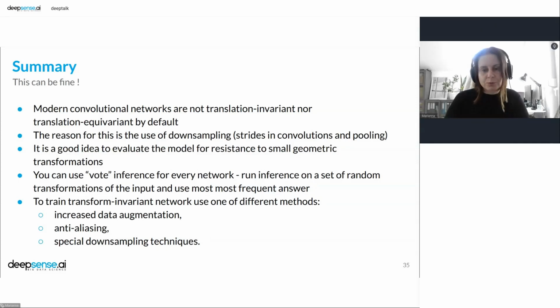To train a transformation invariant network, you can use one of the different methods like increased data augmentation, anti-aliasing, and special downsampling techniques. I would personally start with trying downsampling techniques since they are the newest and claim to have the best accuracy on benchmark datasets.